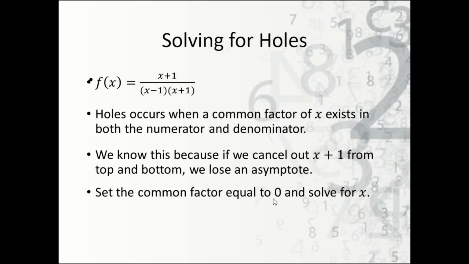To find our hole then, we just set that equal to 0. So x plus 1, we set it equal to 0. Subtract 1 from both sides and we get x equals negative 1. So that's where my hole occurs.